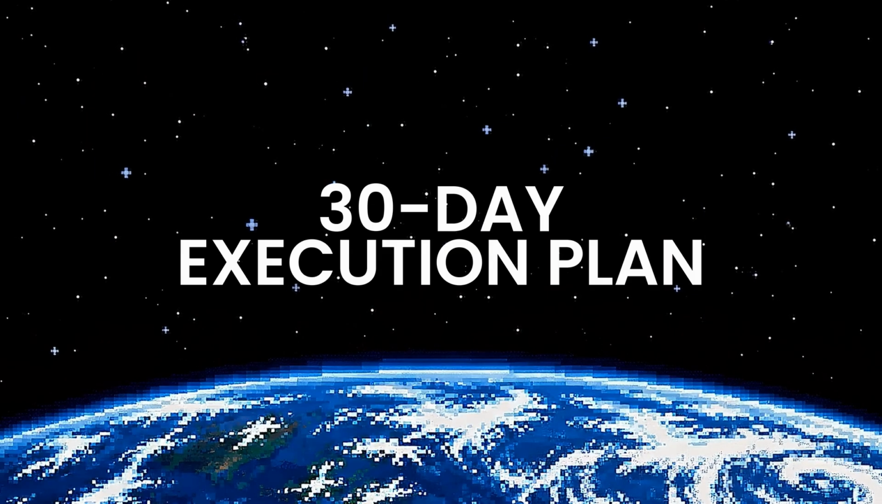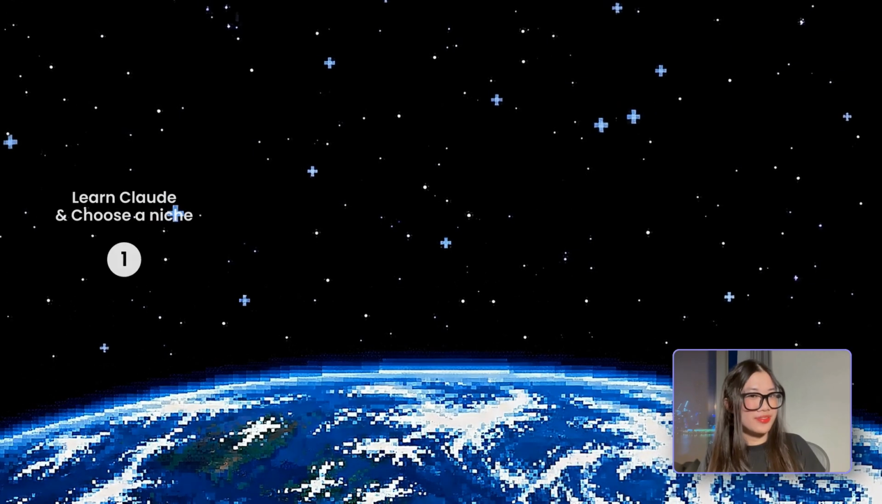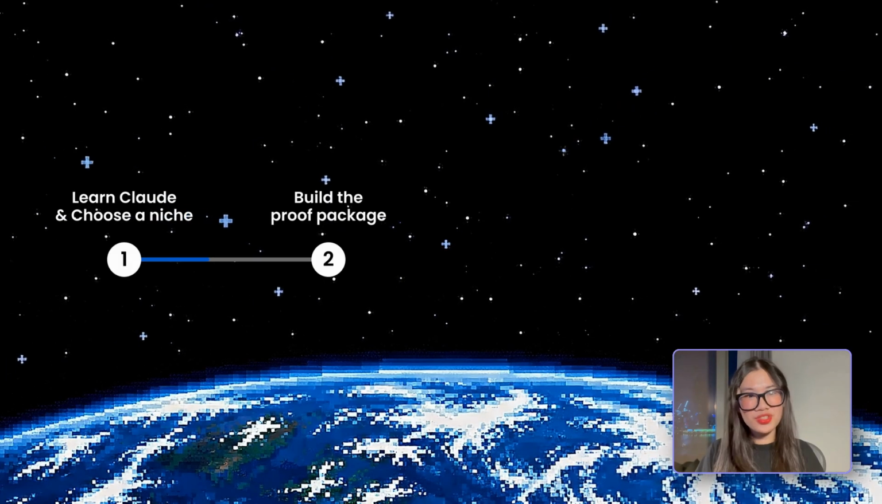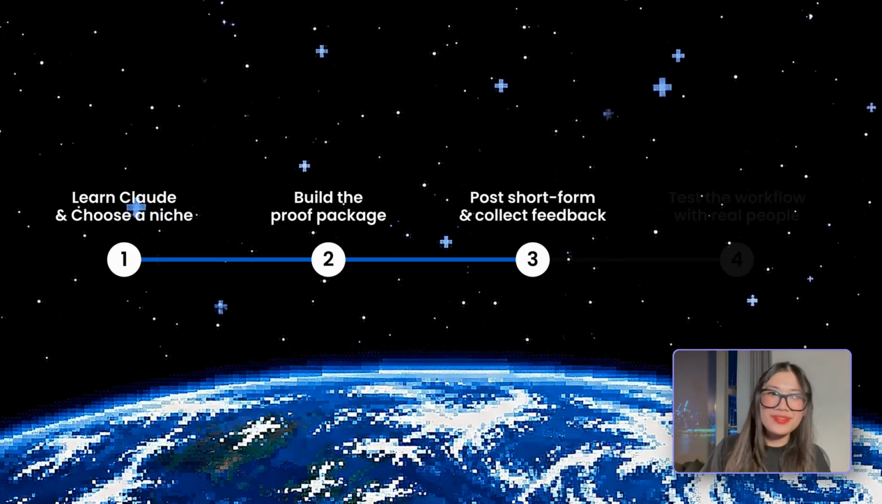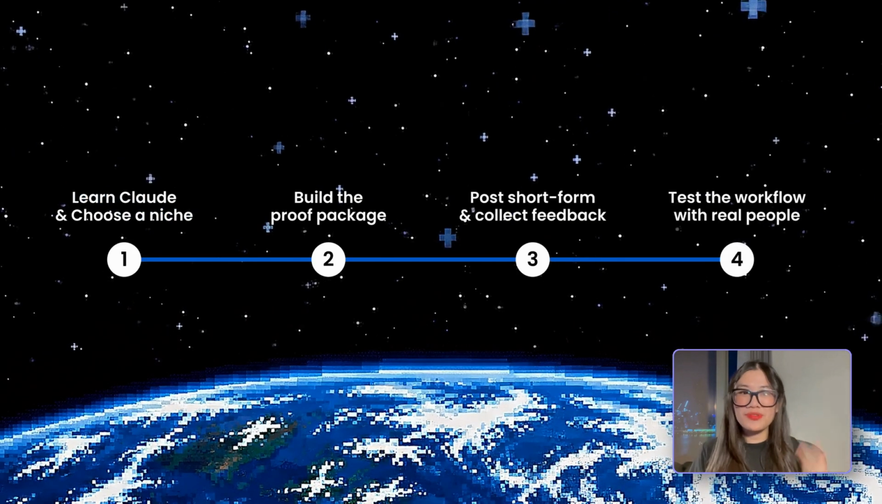30-day execution plan. Here is a simple 30-day version for you to practice. Week 1, learn Claude and choose a niche. Week 2, build the proof package. Week 3, post short form and collect feedback. Week 4, test the workflow with 5 real people.